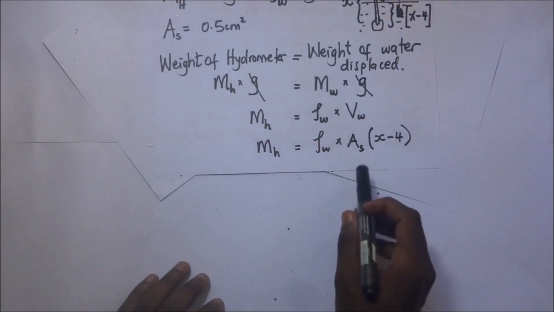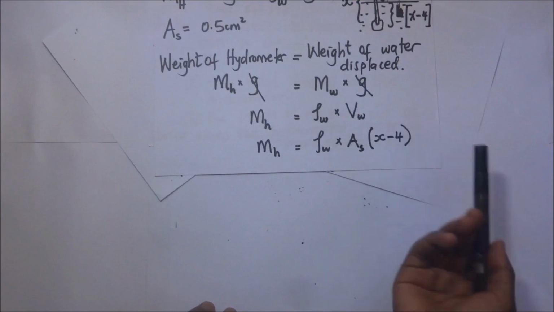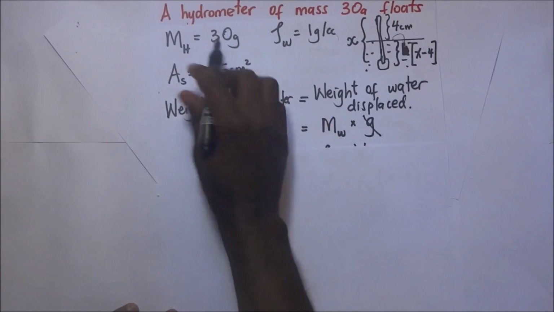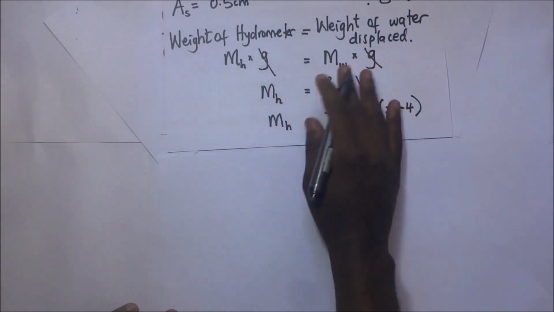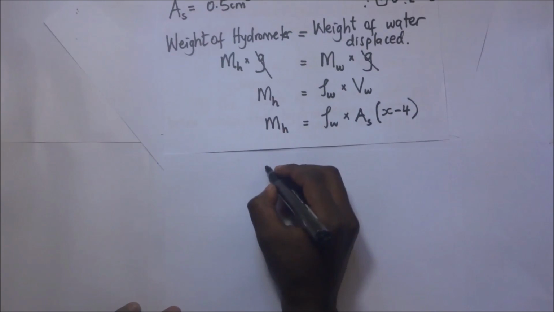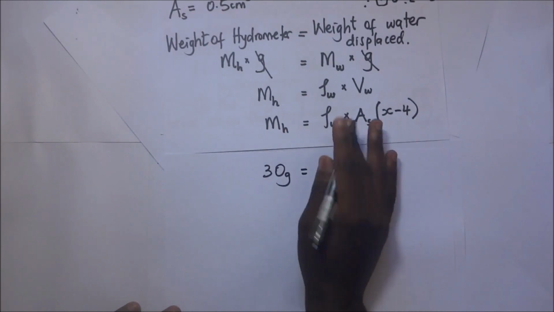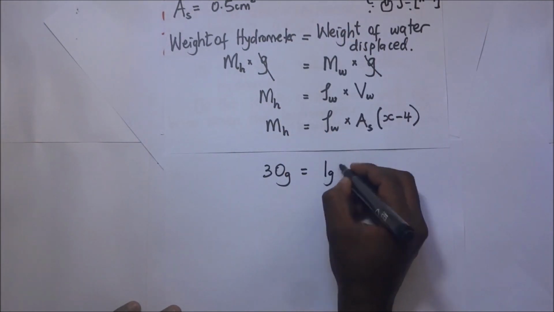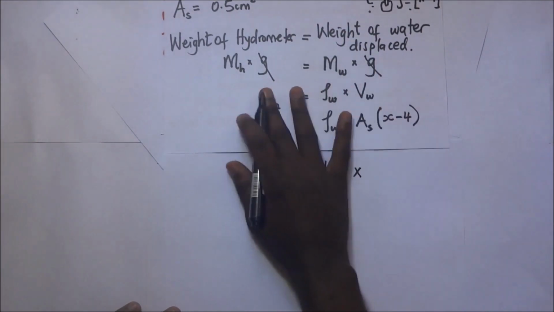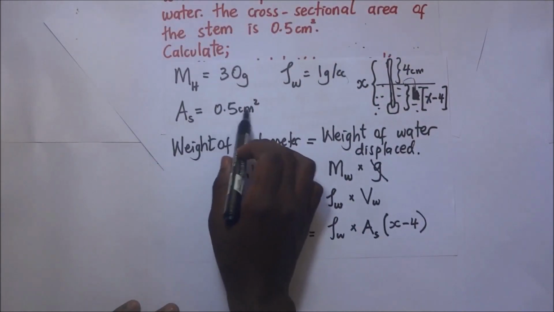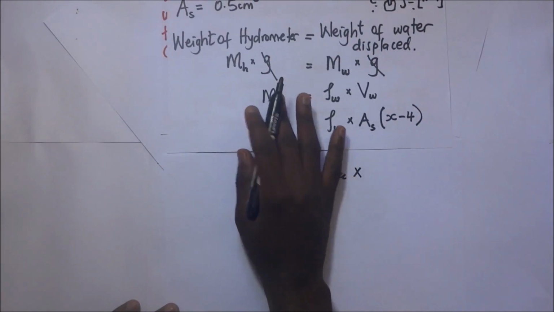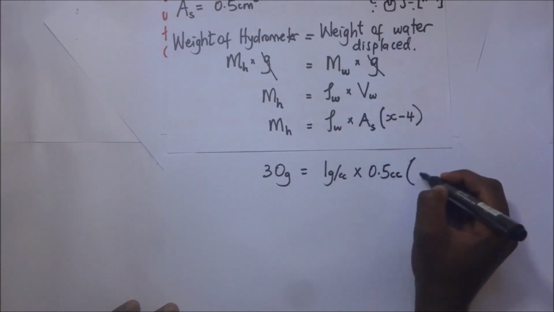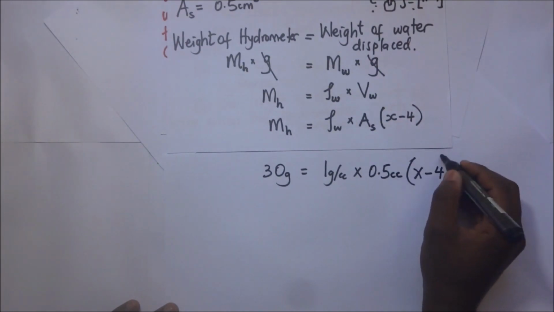So let's continue, to find the value of x. This is going to become the mass of the hydrometer. The mass of the hydrometer is 30 grams, and that equals the density of water, which is 1 gram per cc, multiplied by the cross-sectional area. The cross-sectional area is 0.5, multiplied by x minus 4 centimeters.